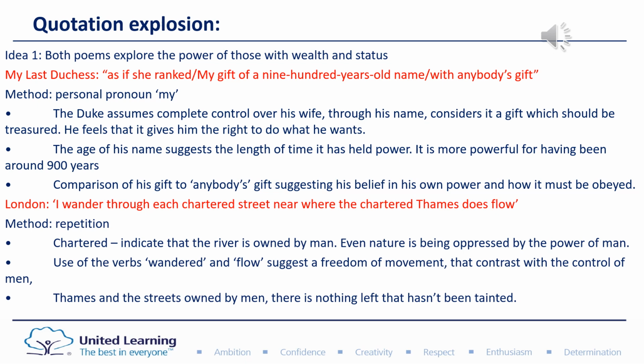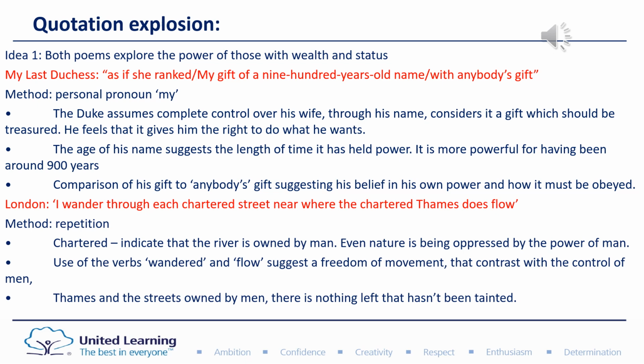In London, "I wander through each chartered street, near where the chartered Thames does flow." We've got this repetition of that word "chartered", which indicates that the river is owned by man. Even nature is being oppressed by the power of man. The use of the verbs "wander" and "flow" suggests a freedom of movement that contrasts with the control of men.